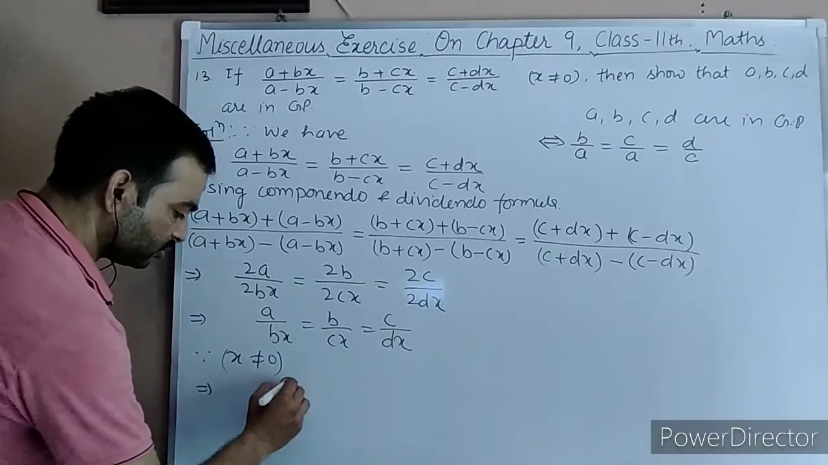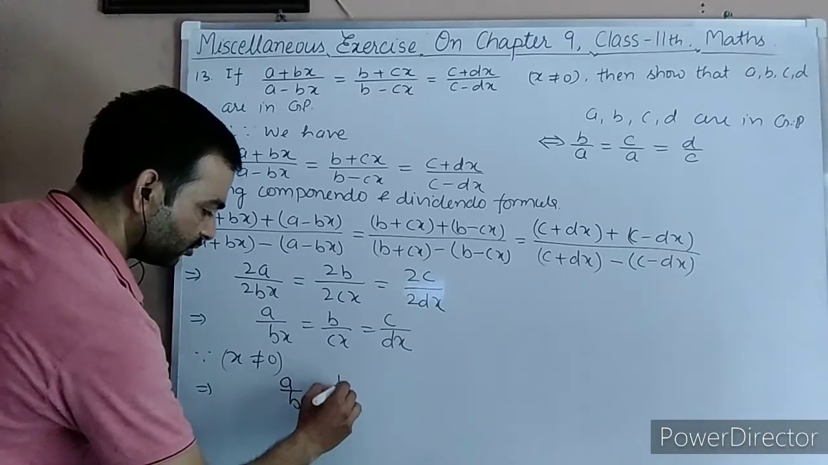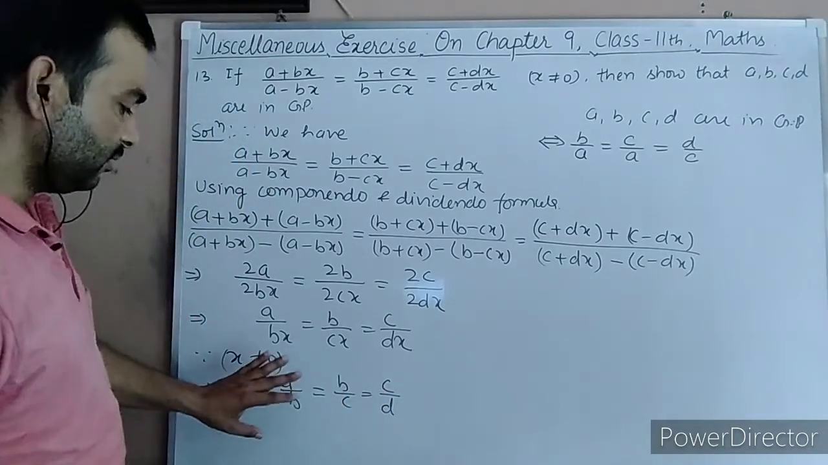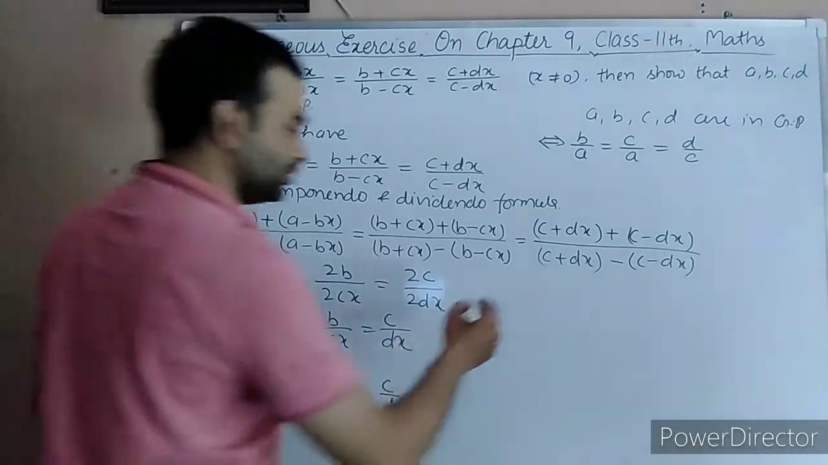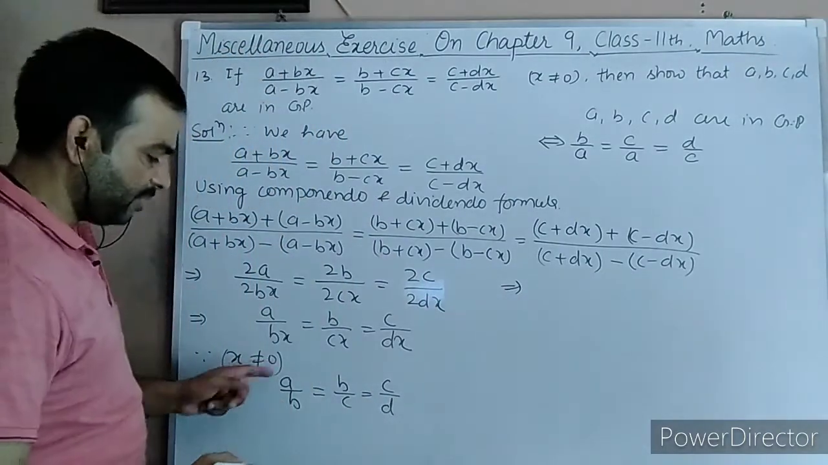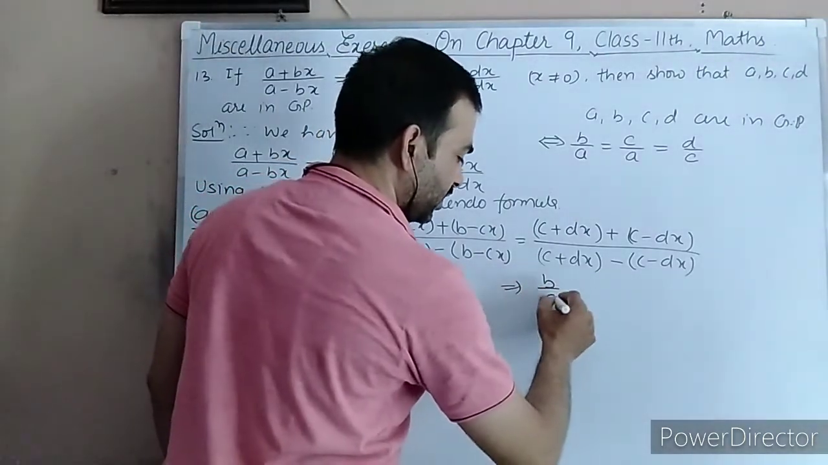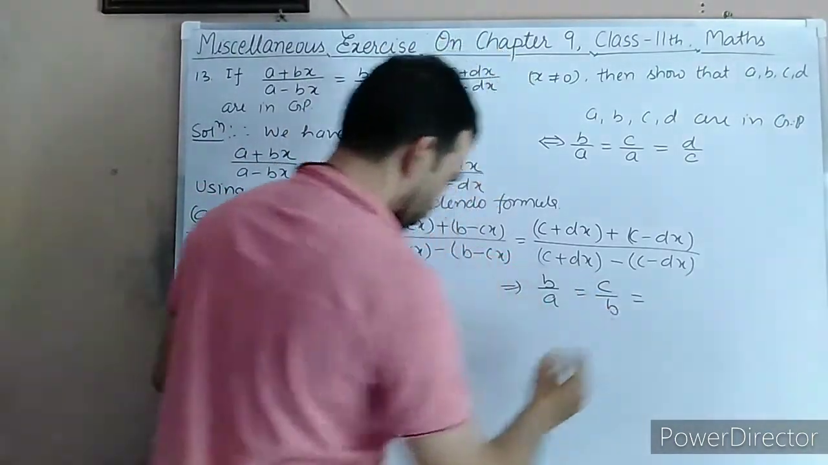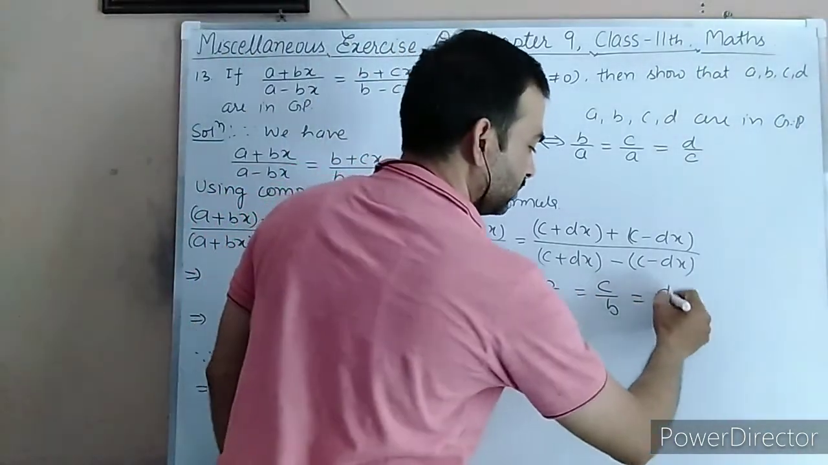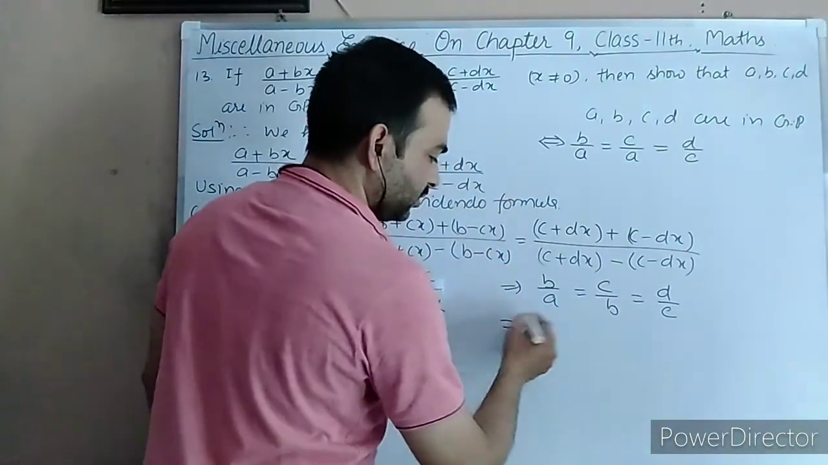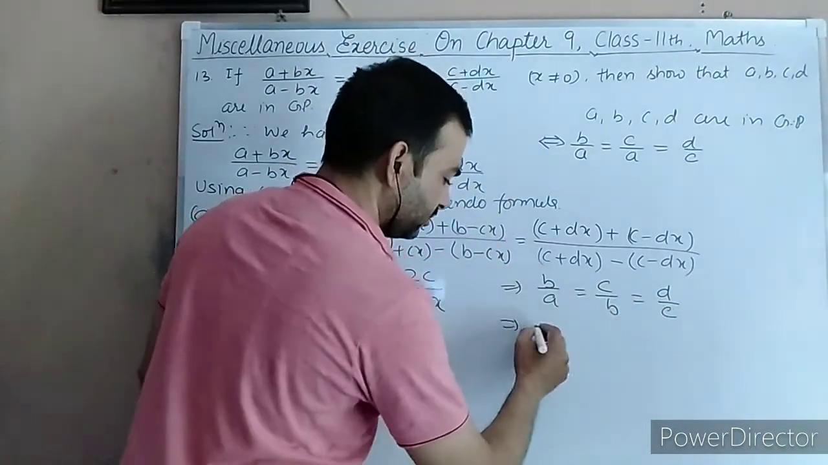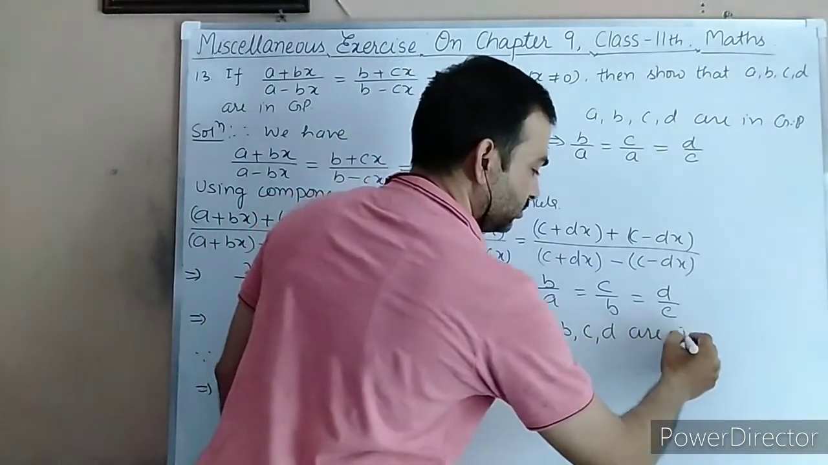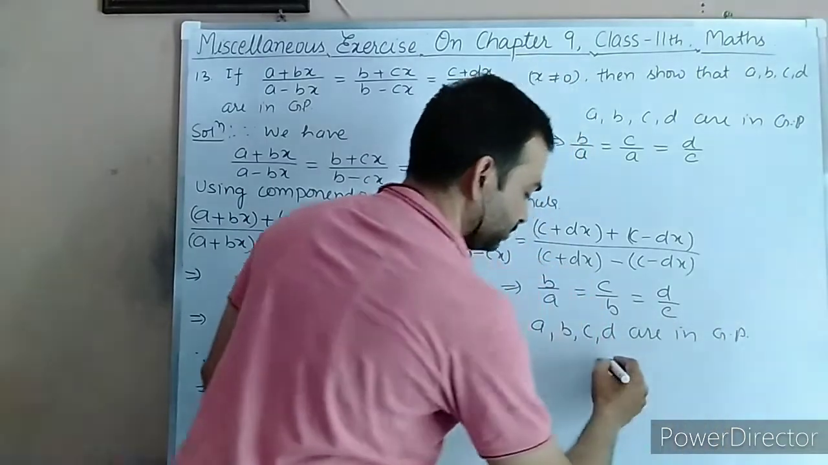So this is again equal to a by b equal to b by c equal to c by d. Or we can take the reciprocal of these ratios. So this again implies b by a is equal to c by b is equal to d by c. This means that a, b, c, d are in GP. Hence proved.